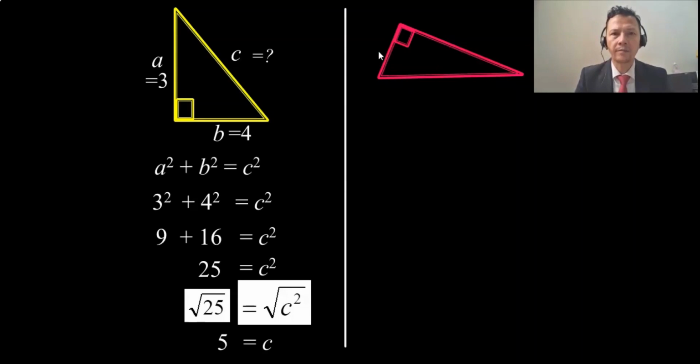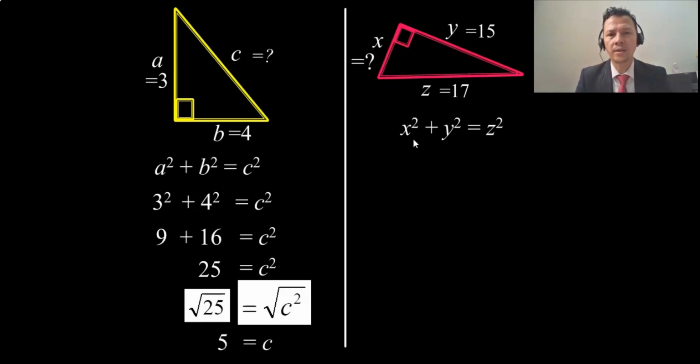Let this be x, this be y, and this side z. And say z is equal to 17, y is equal to 15, and this is what we need to find. Using the Pythagoras theorem, we already have it here, a squared plus b squared is equal to c squared. In the same way, we can write the theorem as x squared plus y squared is equal to z squared. It does not make any difference, only the letters are different.